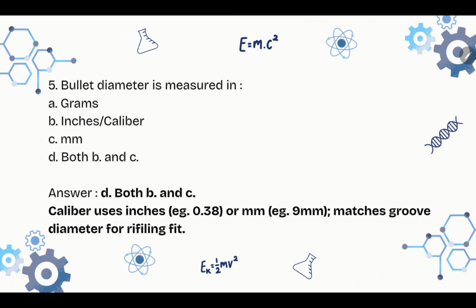Fifth, bullet diameter is measured in. The correct answer is option D, both inches or caliber and millimeter. Bullet diameter may be expressed in inches or caliber such as .38 or in millimeters such as 9 mm.